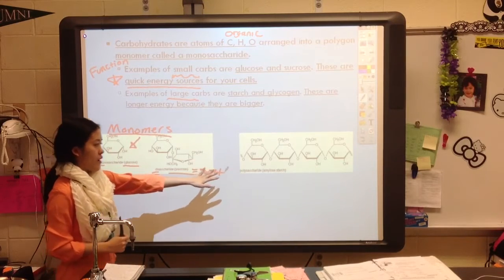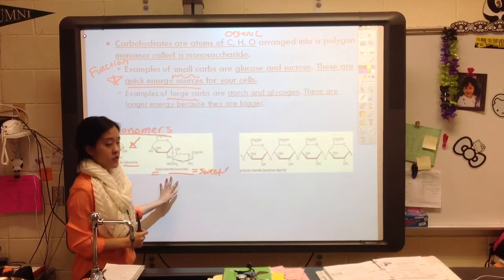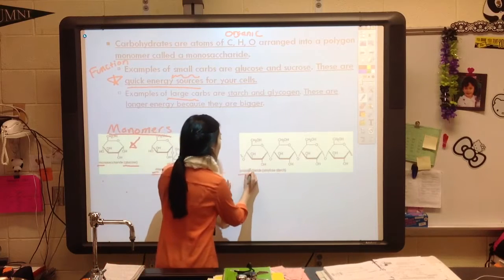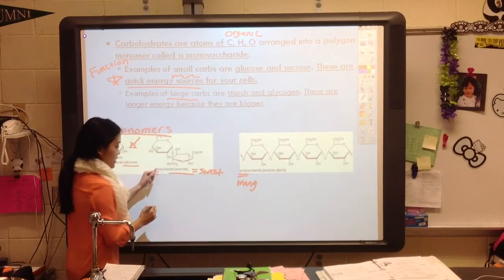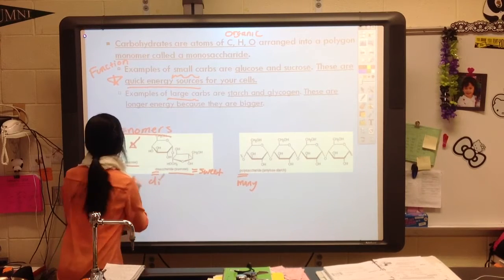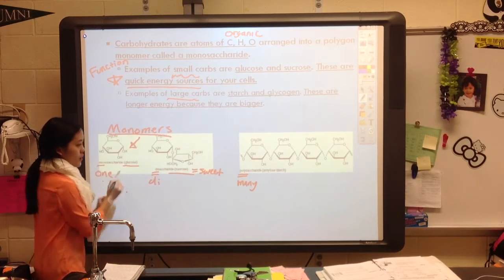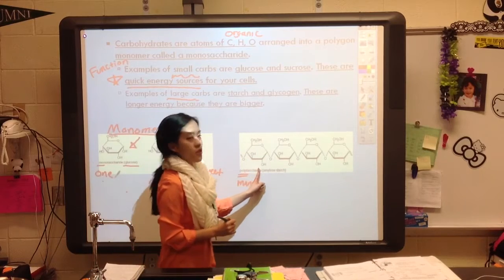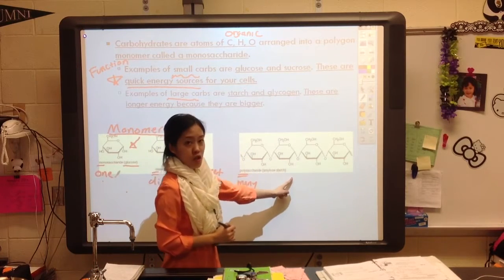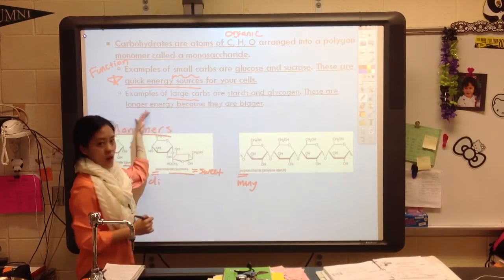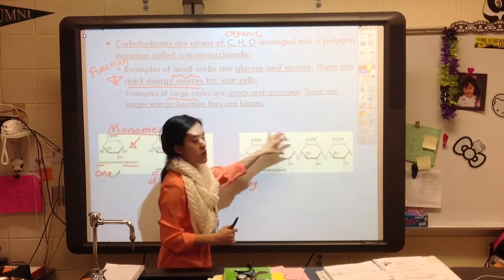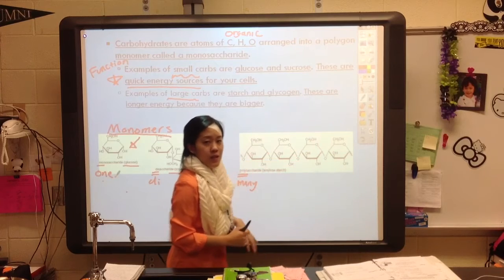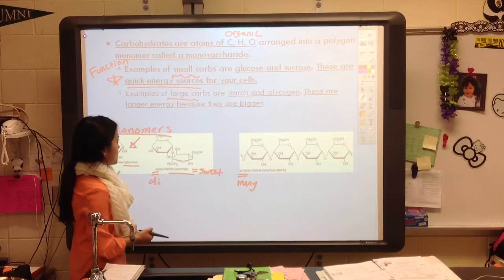Underneath these two pictures in your notes, this is a polysaccharide. Remember that poly means many, di means two, and mono means one. Many sugars make up a molecule like starch, and starch is for longer energy. So there are more little monomers, more little subunits, that can be broken down to use for energy.